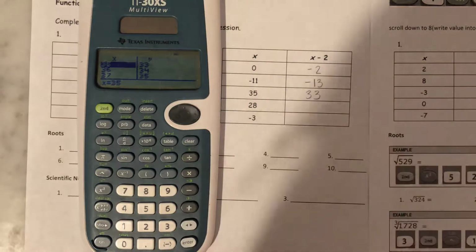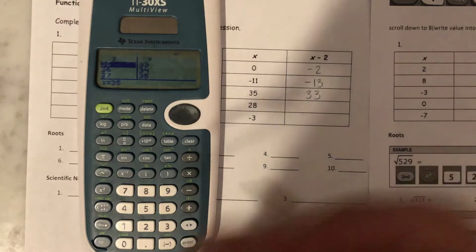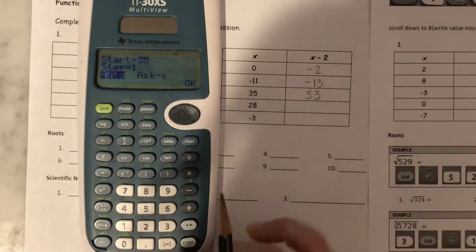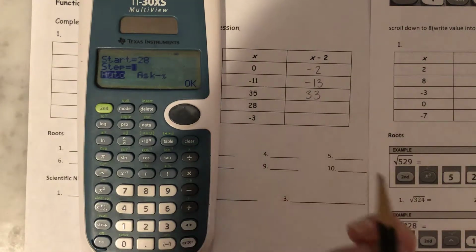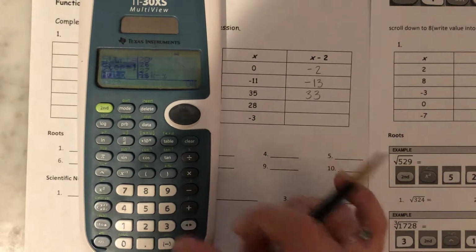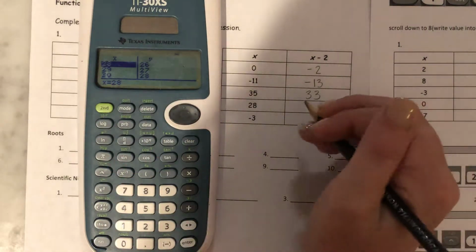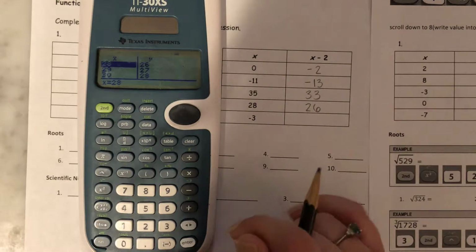I can do that math in my head, but I just want you to get the practice, because 35 minus 2 is 33. Okay, 28, again, I'm going to clear, get that practice, press in 28, enter a couple of times, and then I get, when x is 28, y is going to be 26.